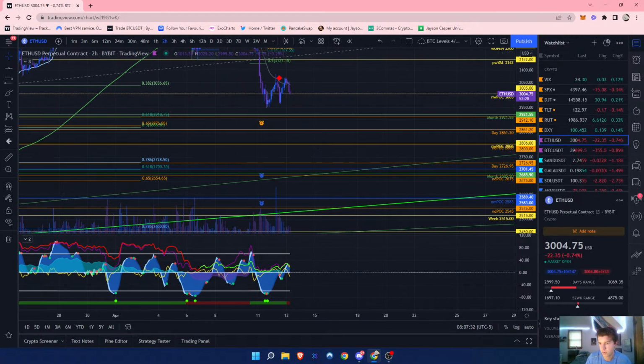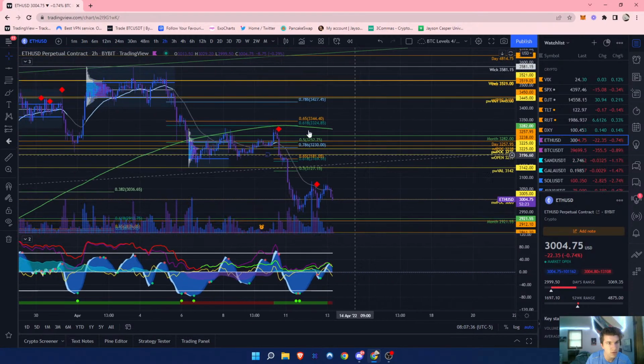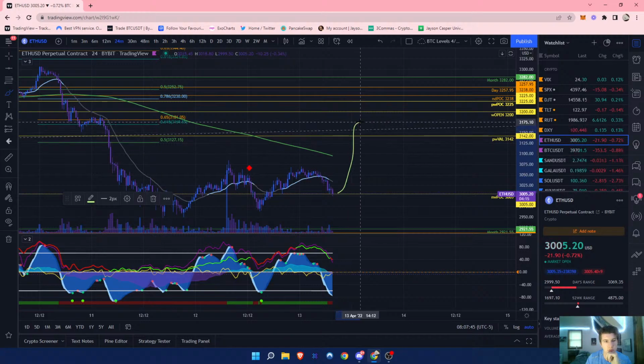Alright, so that's pretty much all the longs. Let's look for shorts. We'll go down and start with the lower time frames. So this could be a possible short. We come up, get a rejection off of this, come back down.